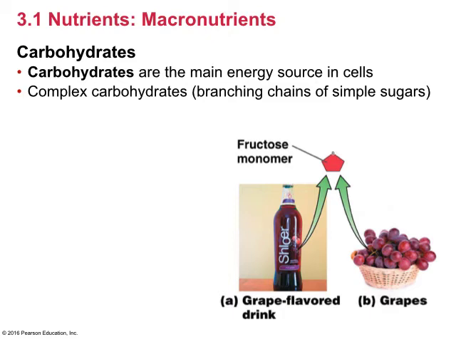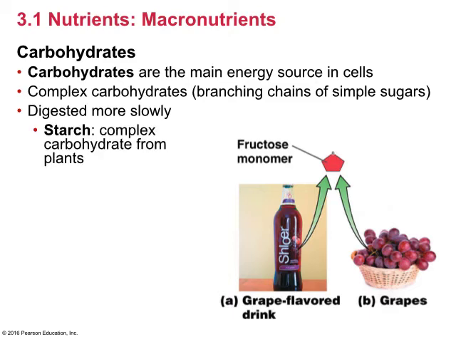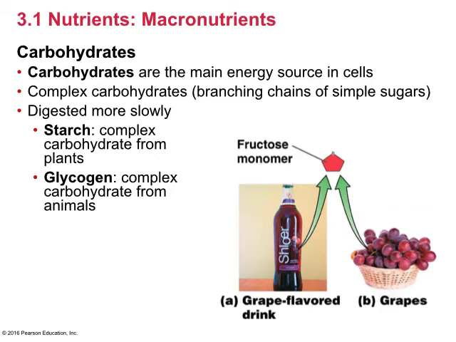Complex carbohydrates are branching chains of simple sugars. So it's glucose that binds together to form these long chains that are branching and complex in structure. And these are going to be digested more slowly. For example, starch, which are complex carbs from plants, found in potatoes and many other vegetables, and glycogen, which are complex carbs from animals. So plants store carbohydrates for intermediate term storage in starch. Animals do that in glycogen.